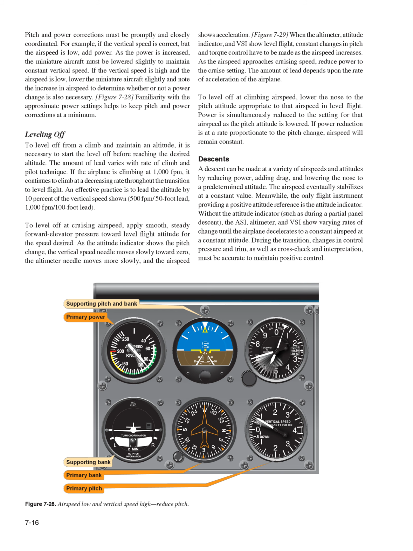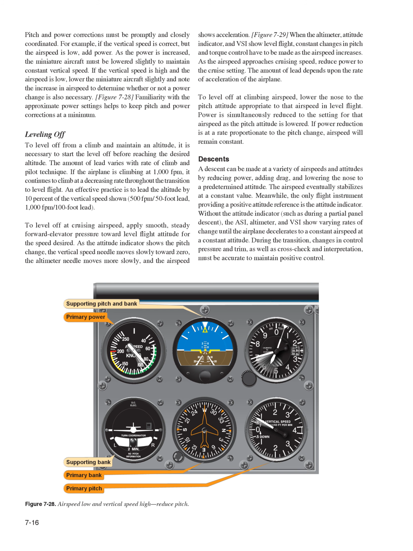For example, if the vertical speed is correct, but the airspeed is low, add power. As the power is increased, the miniature aircraft must be lowered slightly to maintain constant vertical speed. If the vertical speed is high and the airspeed is low, lower the miniature aircraft slightly and note the increase in airspeed to determine whether or not a power change is also necessary. Figure 728. Familiarity with the approximate power settings helps to keep pitch and power corrections at a minimum.